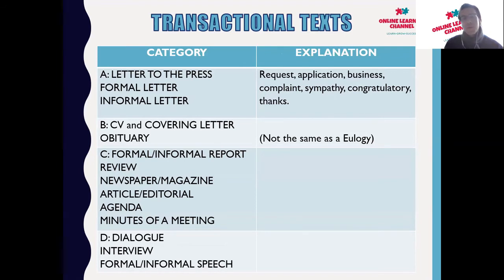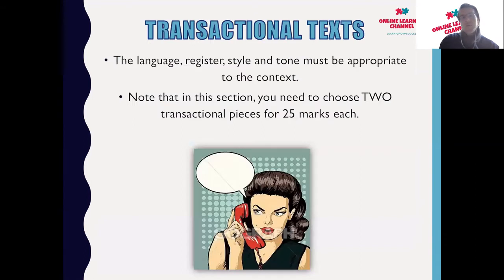It may be an obituary. It may be a formal or informal report or review of a newspaper, magazine, or an article, editorial. It may be some form of agenda that's being portrayed in the form of a meeting or minutes of a meeting being taken. Or it may take the form of a dialogue or some form of interview or informal or formal speech. So essentially, these are the different categories that you would typically come across when it comes to transactional texts.